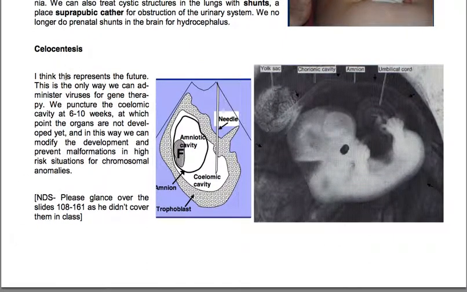Celocentesis can represent the future. It is the only way we can administer viruses for gene therapy. We puncture the coelomic cavity at 6-10 weeks, at which point the organs are not developed yet, and in this way we can modify the development and prevent malformations in high-risk situations for chromosomal anomalies.